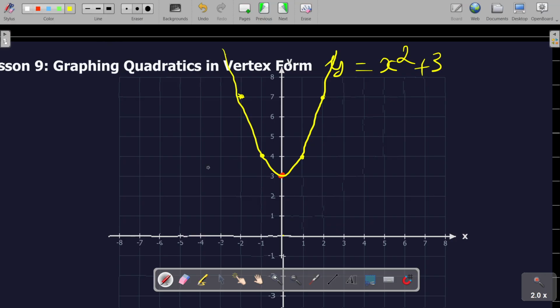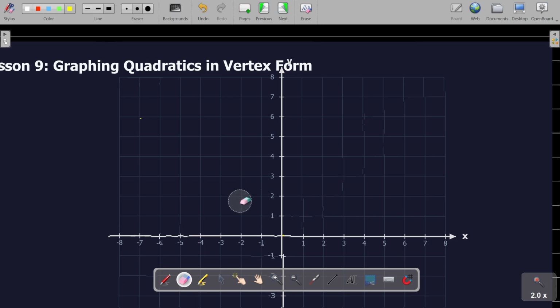Again, we have a vertex, we have our U-shape, and we have the vertex being at the bottom point of this parabola, of this U-shaped thing. And it has to cross through the values that we mapped earlier, of course, and there will be mirror points. It's perfectly symmetrical here. Okay, so that's y equals x squared plus 3.